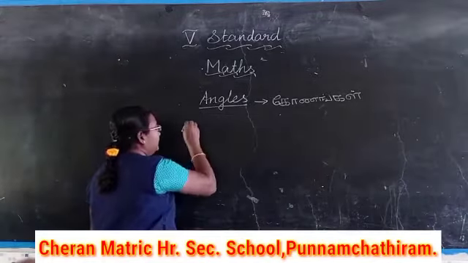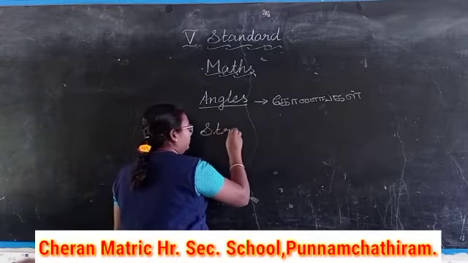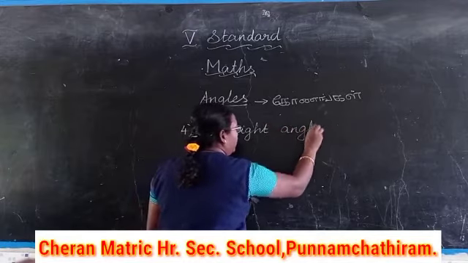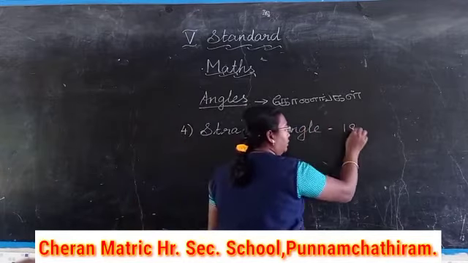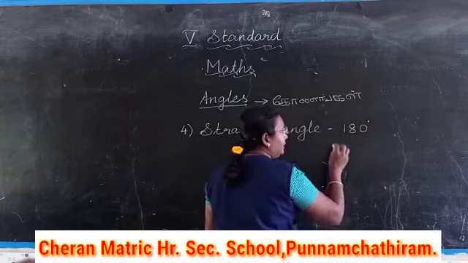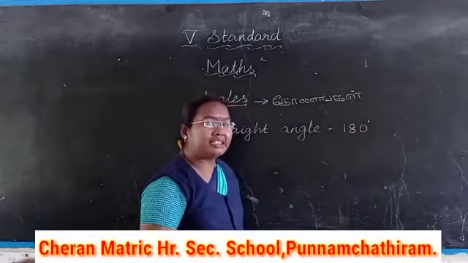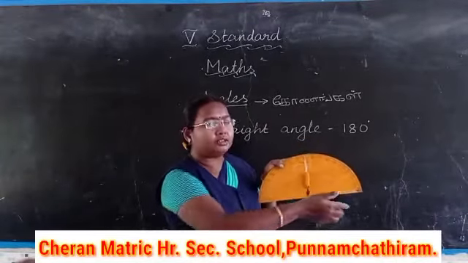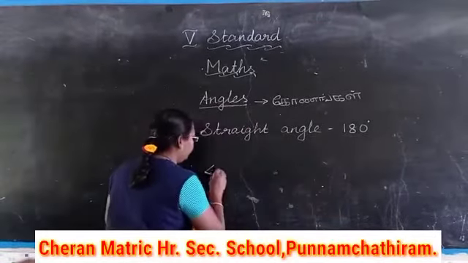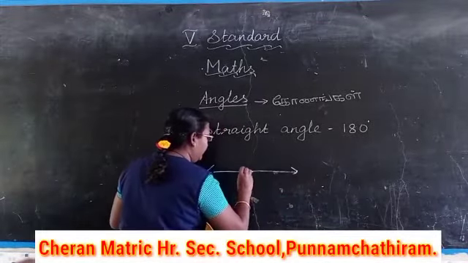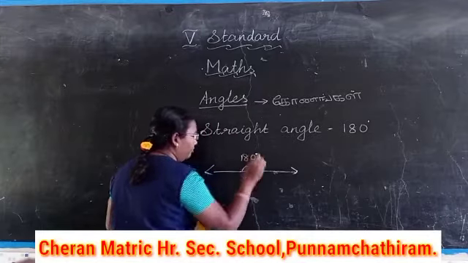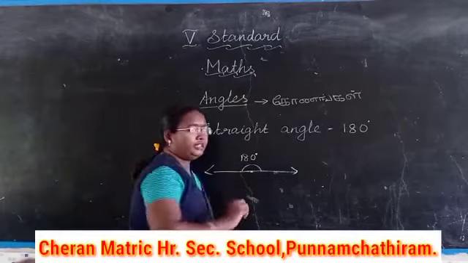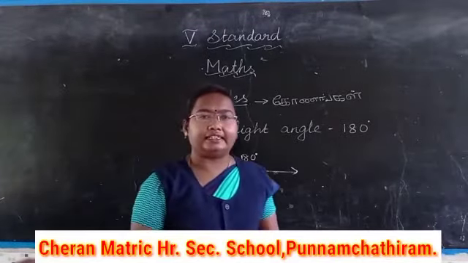Next one is straight angle. An angle which is exactly equal to 180 degree. Exactly equal to 180 degree means it is called a straight angle. This is the 180 degree. This is called the straight angle. Here an angle of 180 degree is formed. An angle which is exactly equal to 180 degree is called a straight angle.